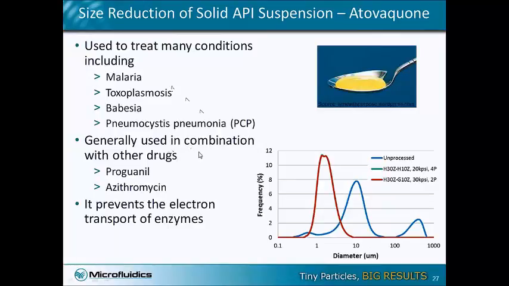Let's now focus on the particle size distribution here. The blue curve shows the unprocessed sample, which shows some of the large particles. Here we present results from two different combinations of processes.